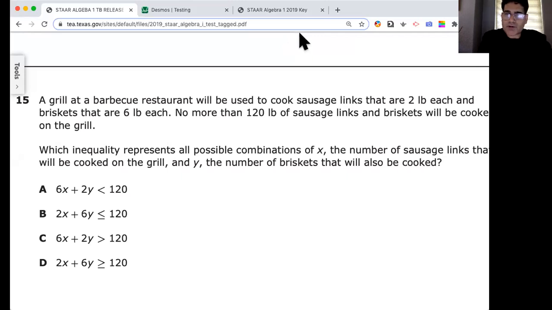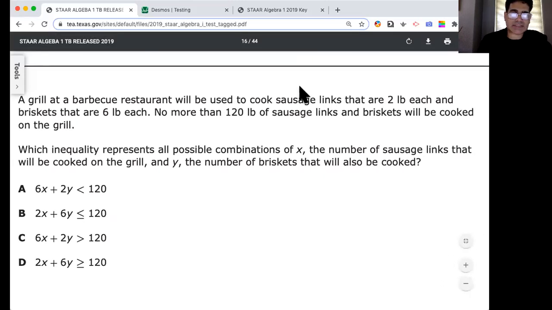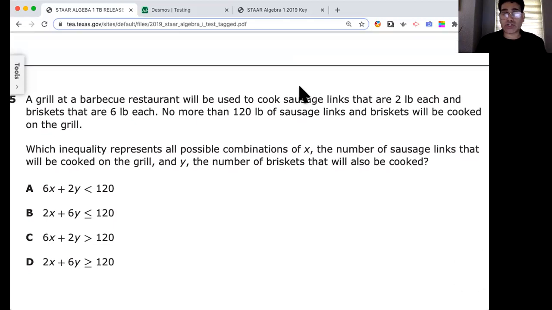A wordy word problem. A grill at a barbecue restaurant will be used to cook sausage links that are 2 pounds each and briskets that are 6 pounds each. No more than 120 pounds of sausage links and briskets will be cooked on the grill. Which inequality represents all possible combinations of X, the number of sausage links that will be cooked on the grill, and Y, the number of briskets that will also be cooked? I don't see a graph.